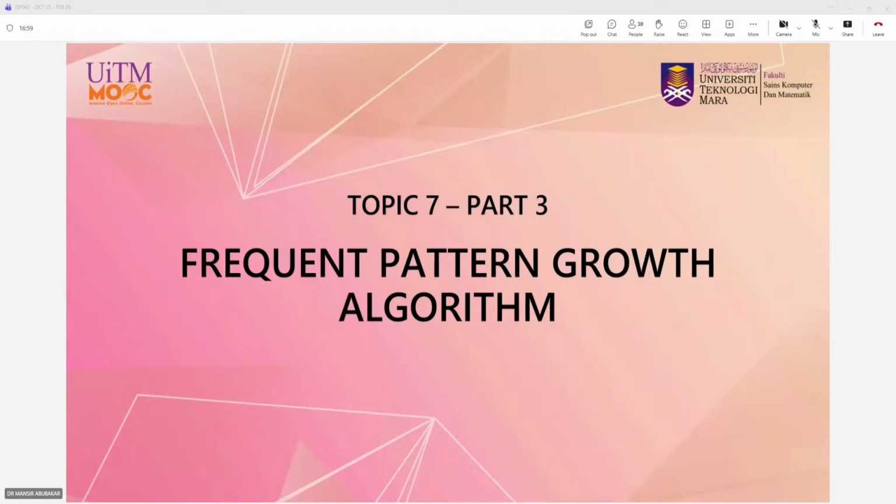Too many have not joined the class. Anyway, I think we can go ahead with our discussion. Even though maybe it will not take us a lot of time, since this is the last part of the association rule mining. Before the semester break, we were able to cover the first part and the second part. So this is the third part where we are going to discuss the frequent pattern growth algorithm.